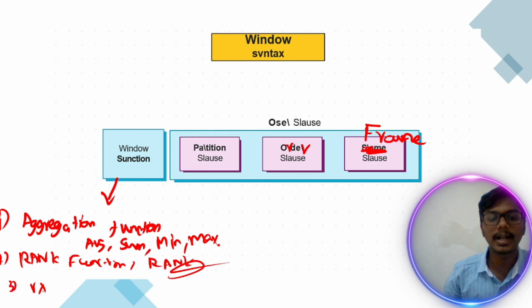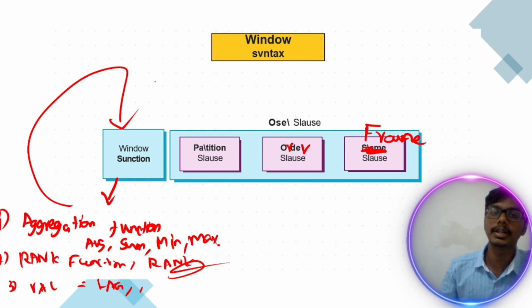And it may be the value analytical function, right? It may be the lag. It may be the lead. Whatever it may be, we can put it into the Windows function. So again, the second part is all about the OVER clause.